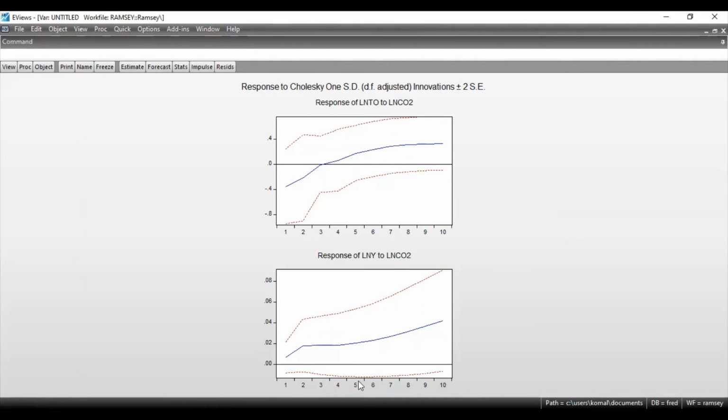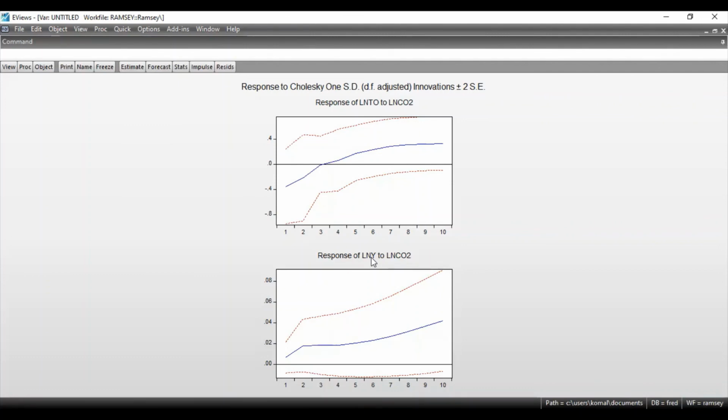Okay. Similarly, in the second graph, any impulse or any innovation or shock in the dependent variable will lead to an upward trend in the GDP. So lnY is GDP. So basically both these independent variables are showing an upward trend. In the first one, as you can see, initially it is negative, but after the third period, it is showing a positive trend. And for the second one, the graph is in positive direction. So both these independent variables, lnTO and lnY, are showing a positive response.